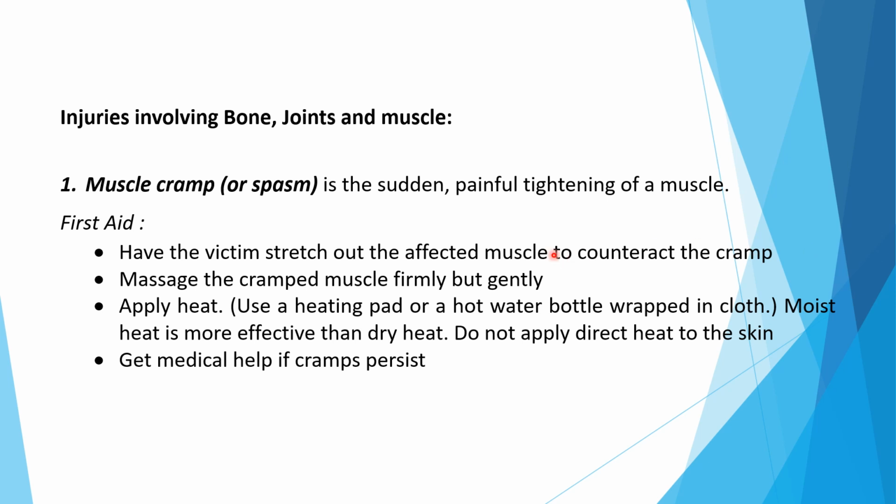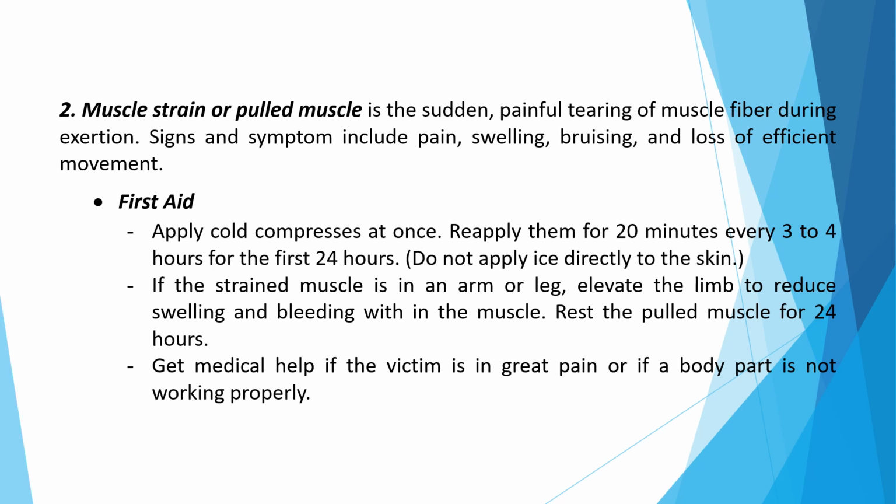So injuries involve bone, joints, and muscles. So we have muscle cramps or spasm, a sudden painful tightening of the muscles. So first aid, have the victim stretch out the affected muscle to counteract the cramp. Massage the cramped muscle firmly but gently. Apply heat application. Use a heating pad or hot water bottle wrapped in cloth. Moist heat is more effective than dry heat. Do not apply direct heat to the skin. And get medical help if cramps persist. Especially yung cramps is common siya among pregnancy and of course athletes.